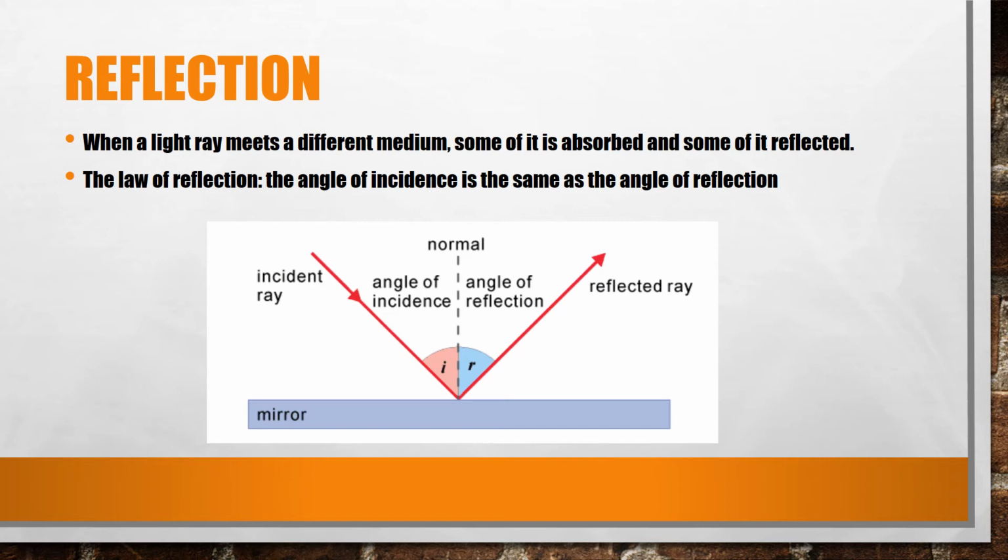The law of reflection states that the angle of incidence is the same as the angle of reflection. This means that the angle the light comes from to the normal is the same as the angle the light reflects off of the mirror, again, to the normal. The normal is a perpendicular line to the mirror surface, as seen in our diagram.